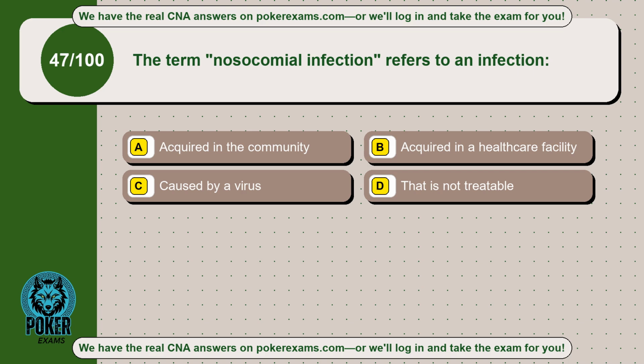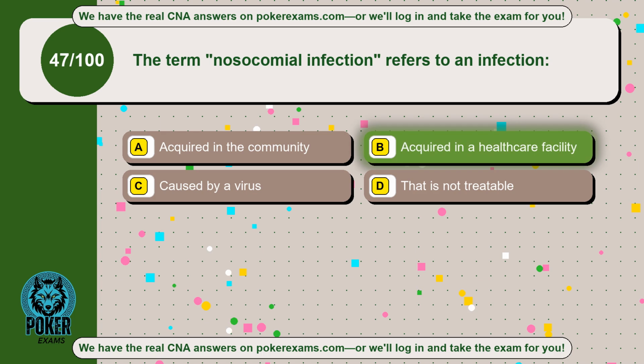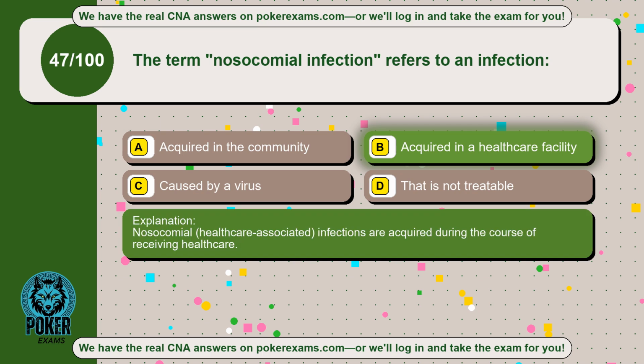Question 47. The term nosocomial infection refers to an infection: Option A, acquired in the community. Option B, acquired in a healthcare facility. Option C, caused by a virus. Option D, that is not treatable. The correct answer is Option B, acquired in a healthcare facility. Nosocomial, healthcare associated, infections are acquired during the course of receiving healthcare.